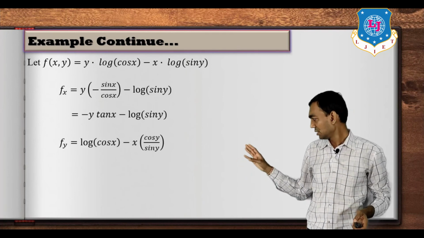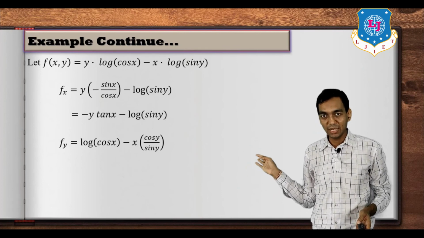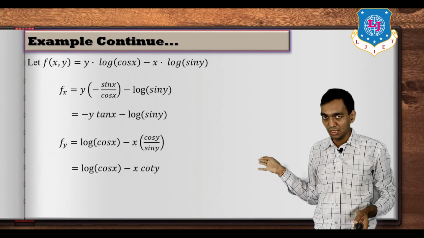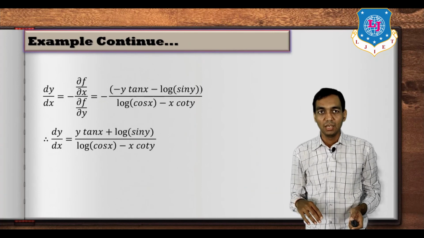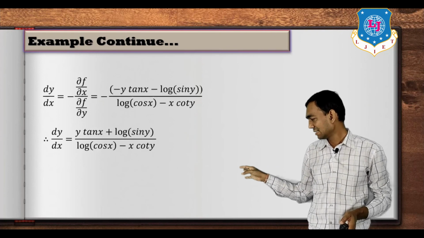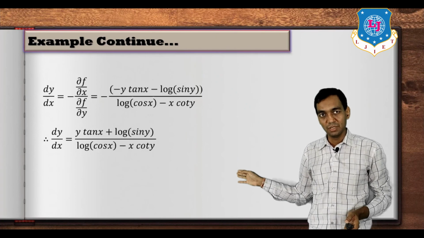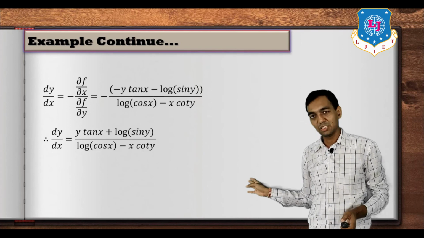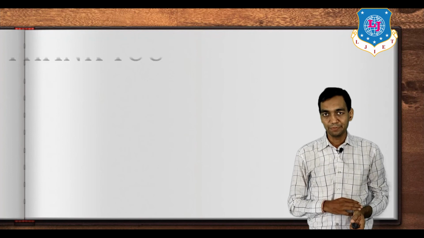In the same manner, if you are differentiating f with respect to y, then the derivative of y is 1, log cos x as it is, minus x as it is, log sin y has a derivative 1 upon sin y into cos y. Simplifying the terms, that will give you log cos x minus x cot y. And if you put both values in dy/dx, then that will be minus ∂f/∂x divided by ∂f/∂y. And simplifying, that will give you the term (y tan x plus log sin y) divided by (log cos x minus x cot y). So these are the topics we have covered today.